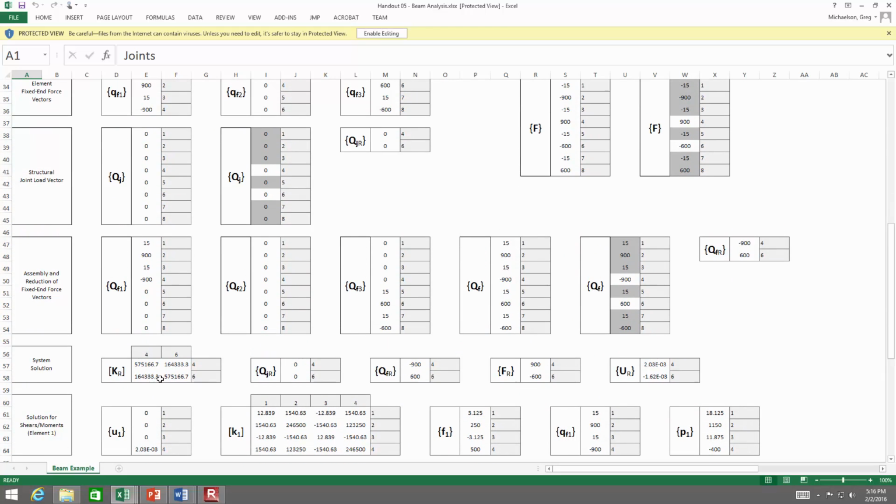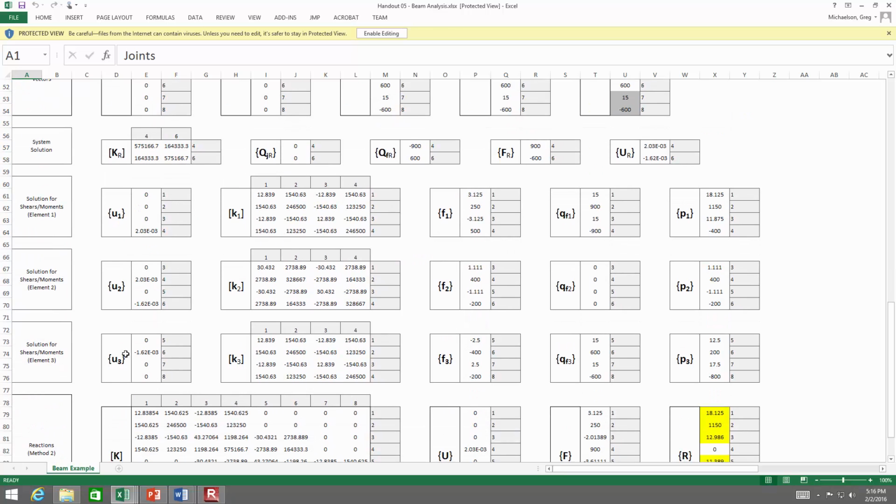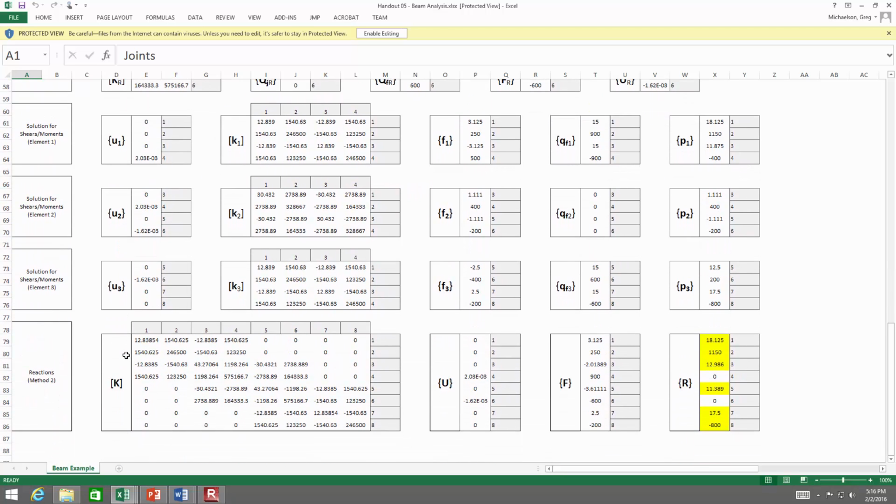Solve our system to obtain the displacements at the end, break them apart into the displacement solution for element number 1 and a solution for element number 2. And same thing for element number 3. And if we want, we can just do K times U, adding back that fixed end force vector to obtain the reactions for the whole thing. Everybody okay with that? I just wanted you to have that data with you.